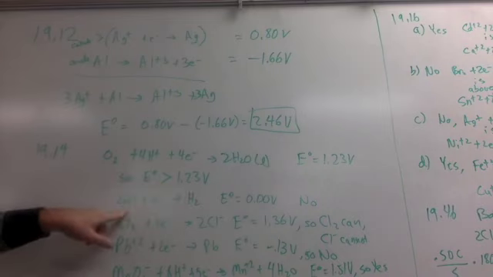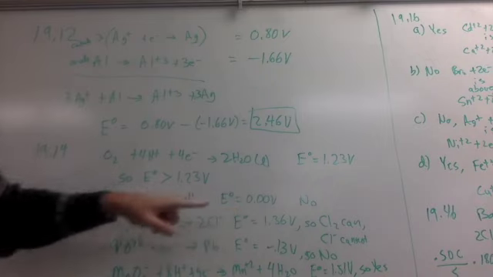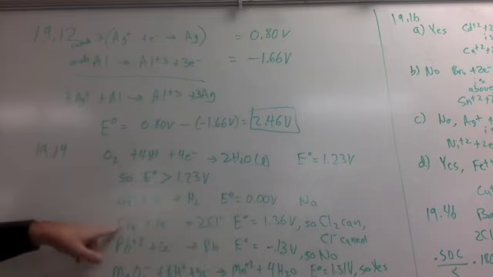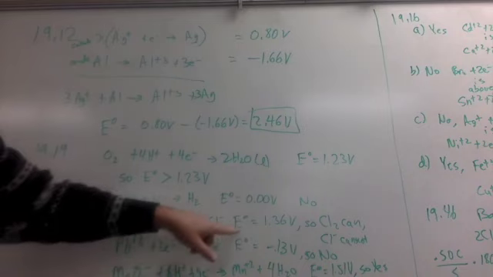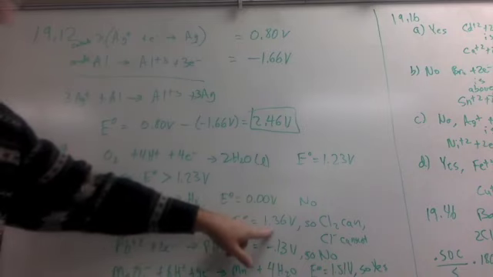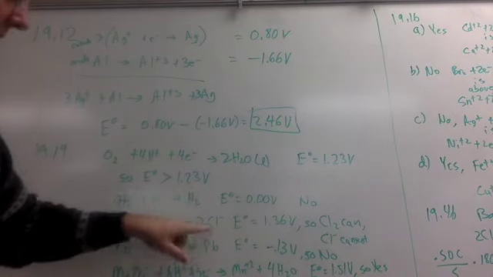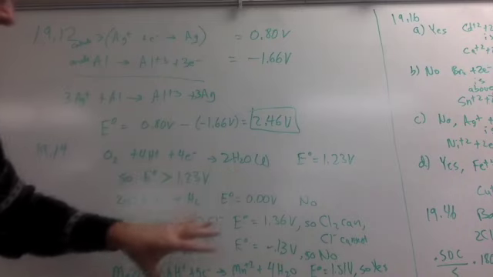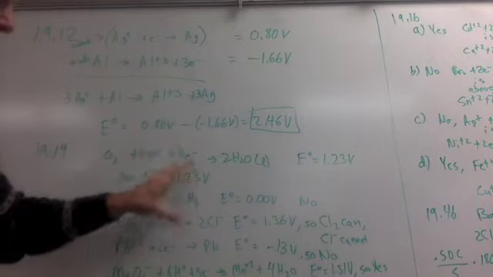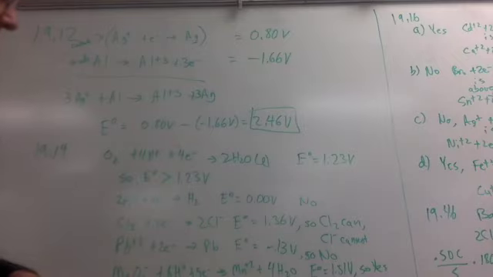That is not true for the H plus makes H2 reaction, where E naught is 0, the standard hydrogen electrode. Cl2 plus 2 electrons yields 2 Cl minus does work because it's 1.36 volts, which is above 1.23 volts. But Cl minus won't work because it's on the wrong side. If I'm trying to react Cl minus with water, they're both on the same side of the reaction. So if we flip this one and flip this one, it wouldn't work.